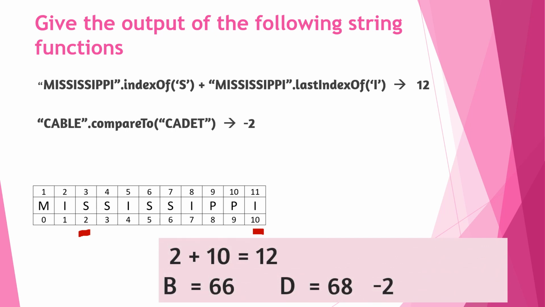And the second question: "cable".compareTo("cadet"). compareTo works lexicographically, that means character wise and length wise. If the character is the same, then the ASCII code will be taken. Capital letter ASCII codes run from 65 to 90, that is capital A is 65, capital B is 66, just like that, and small letters are from 97 to 122. We discussed ASCII code in the previous video. If you haven't seen that, see the link at the back and go through the complete video.